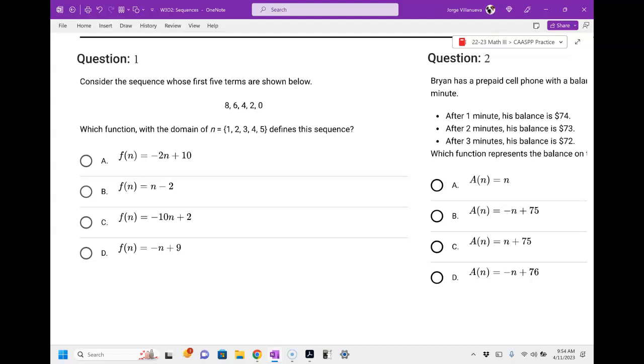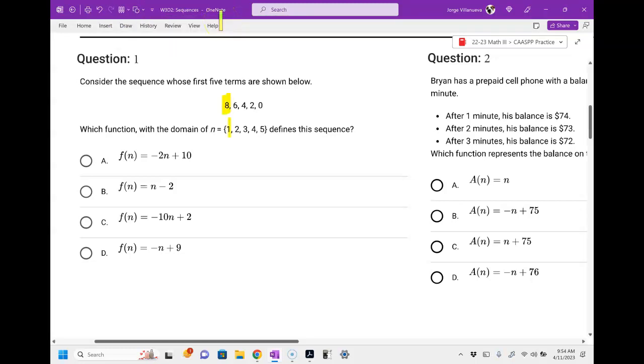So they're saying if X is 1, 2, 3, 4, and 5, your Y values will come out to 8, 6, 4, 2, and 0 in that order. So when X is 1, Y would be 8. When X is 2, Y would be 6, etc. So all I got to do is look at my equations and plug them in and see which ones work. So let me try part A.